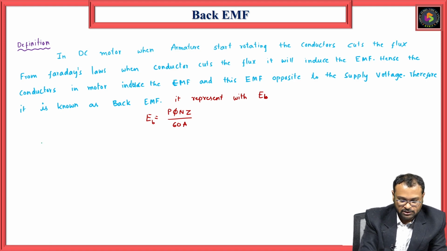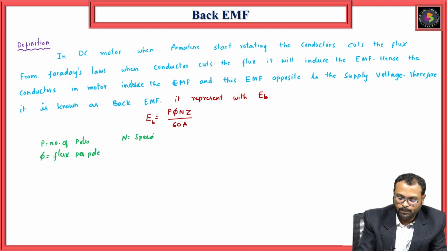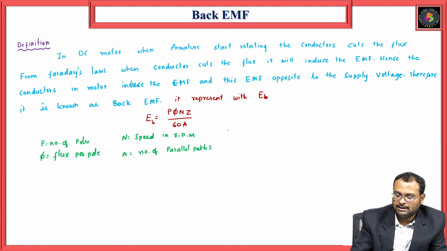Just again I am simply mentioning: P is equal to the number of poles, phi is the flux per pole, N is the speed in RPM, the armature speed, A is equal to the number of parallel paths, and Z is equal to the number of conductors.